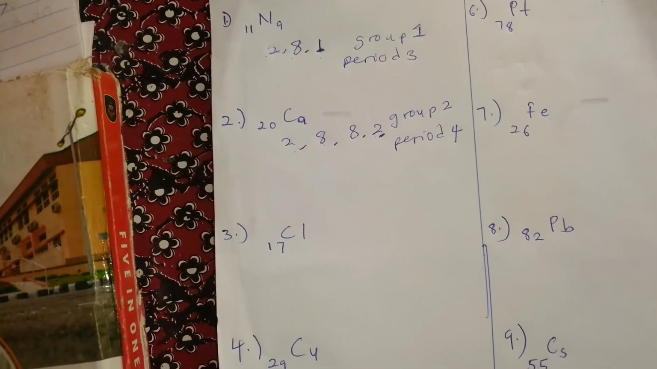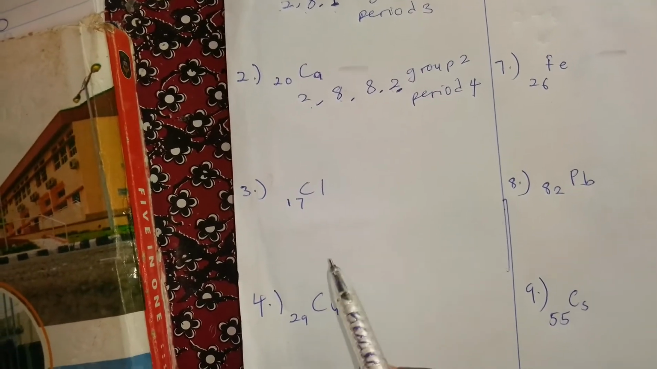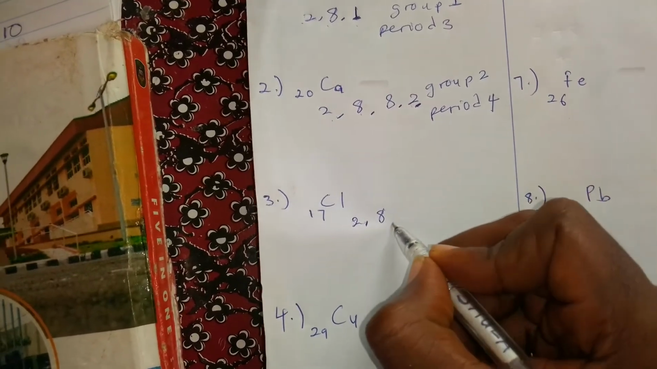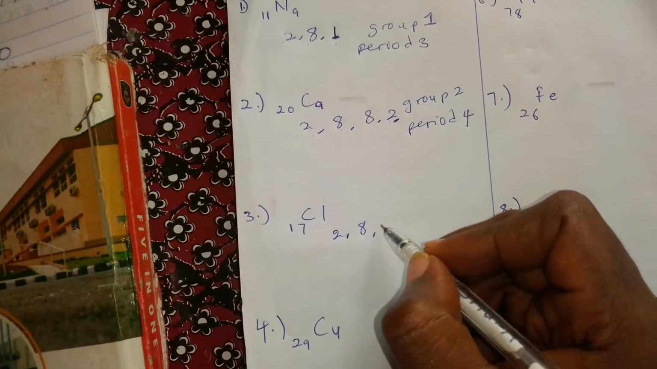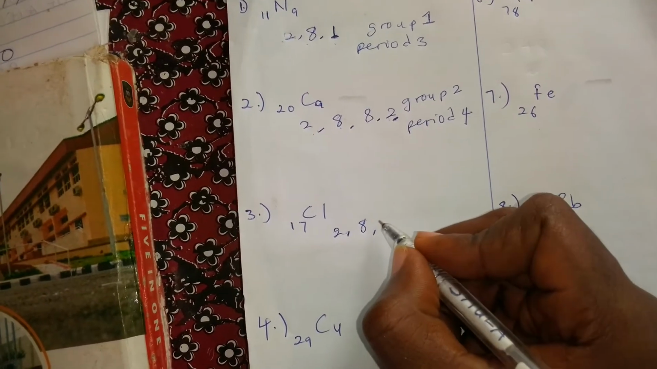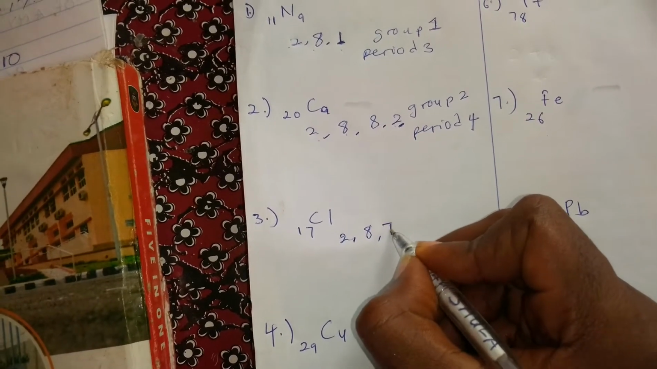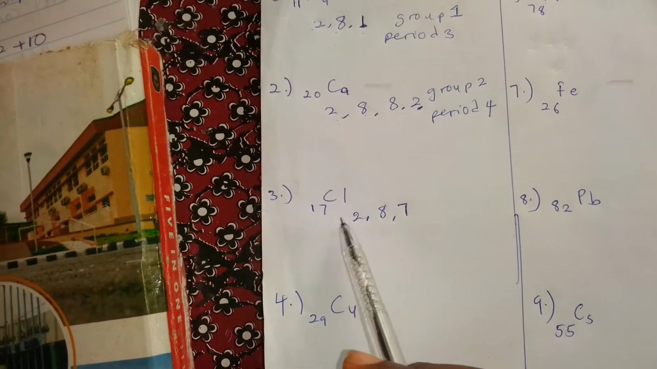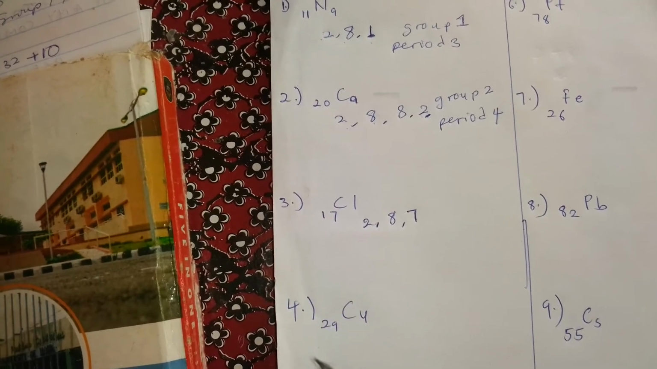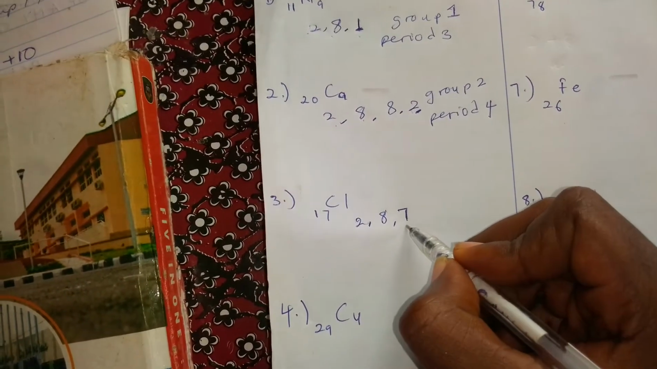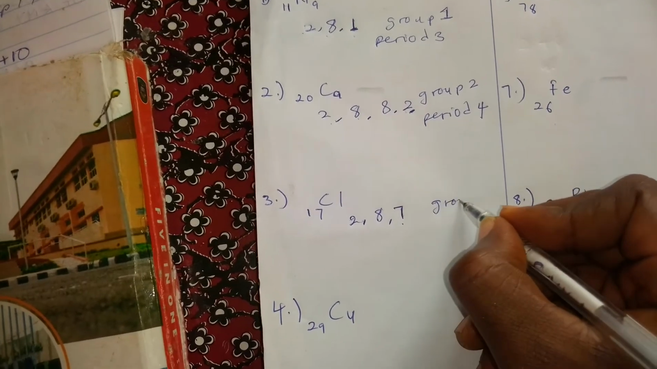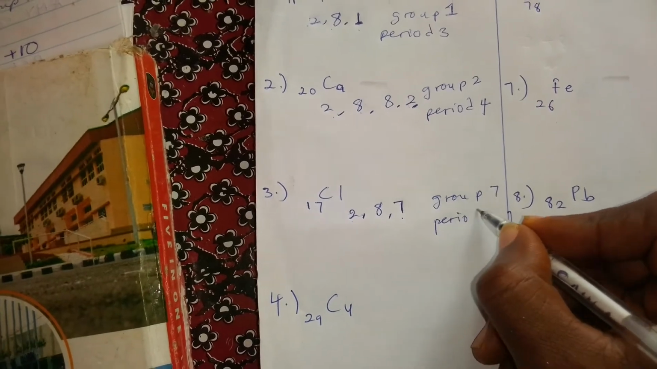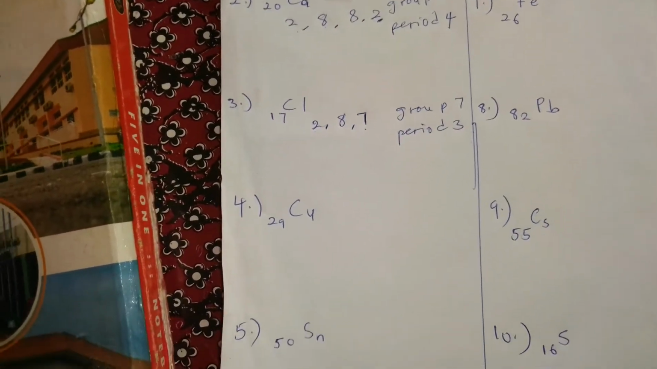So the third one is chlorine. It's 17. So the rule says start with 2. The next one will be 8. So the maximum of the next one will be 8 also. And we have 7. It's not even up to that, so drop it. 2, 8, 8, 7. If you add it together to give you 17, that means we've gotten it. So the last number here is 7. That means chlorine is in group 7. If you count it 1, 2, 3, that means it's in period 3. I hope we're getting it.